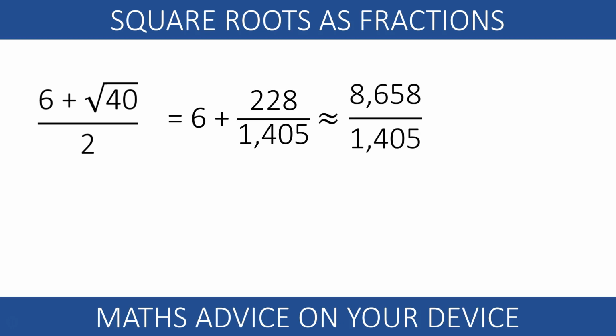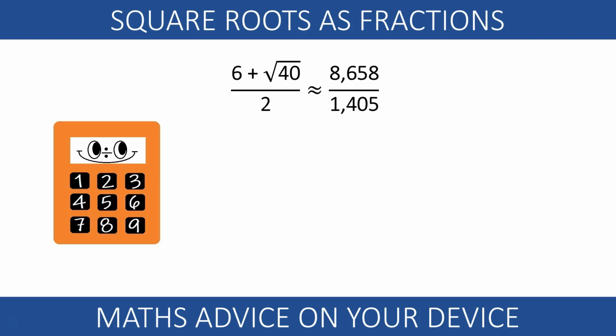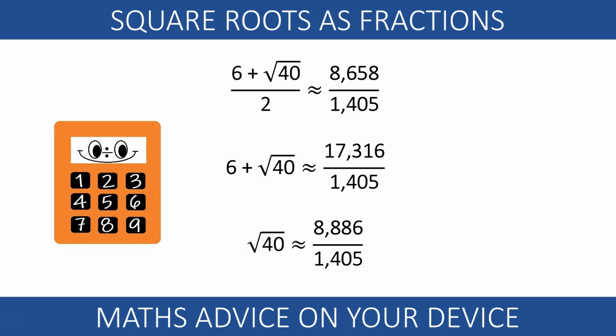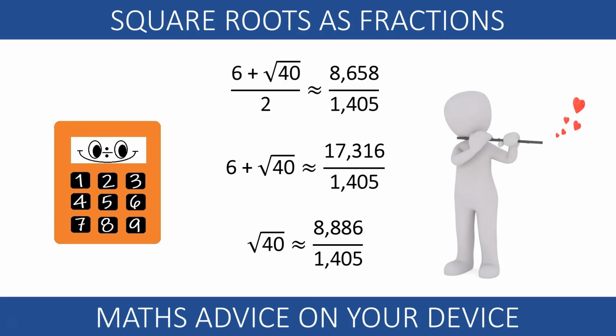6 times 1405 plus 228 is 8,658. We can approximate the positive solution dividing 8,658 by 1,405. Multiplying by 2 and subtracting 6, we end up with the fraction 8,886 over 1,405. The square root of 40 can be approximated dividing those numbers.